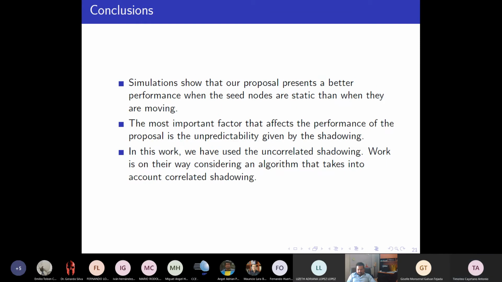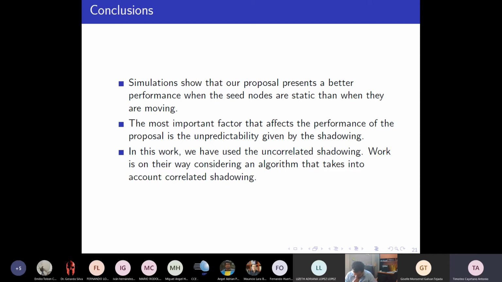Other conclusions are that the simulation shows that our proposal is better when compared with the multilateration algorithm, and that when the nodes are static, the algorithm is better than when they are moving. And this is remarkable because we are not taking into account whether the seed nodes are mobile or static. And one of the factors that affects the performance is the shadowing.